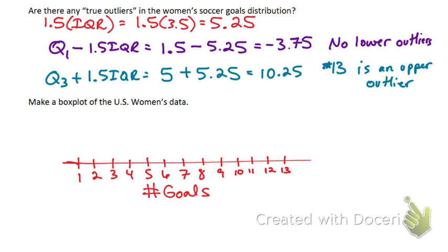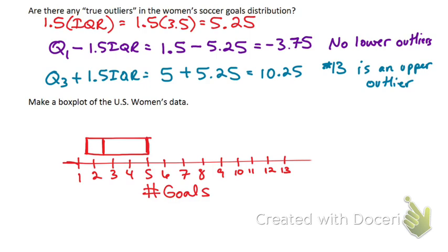Now for when you're making a box plot, you're going to want to make the box itself, the IQR basically, first. And so for this one, our Q1 was at 1.5. Our median was at 2.5 and our Q3 was at 5, and there's our box.